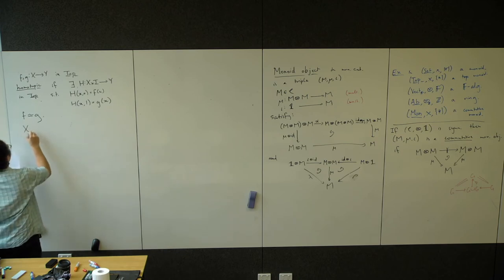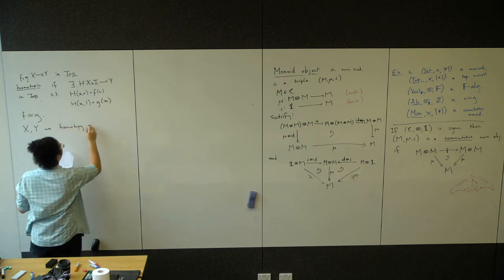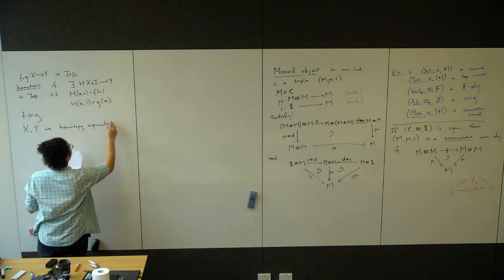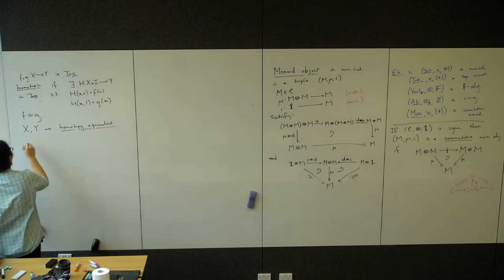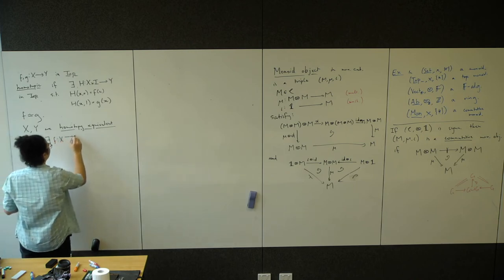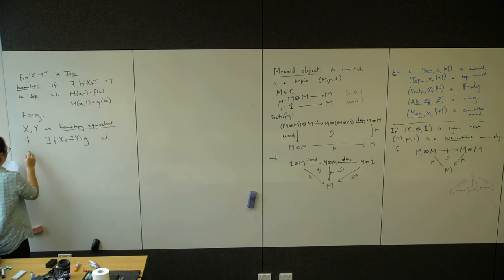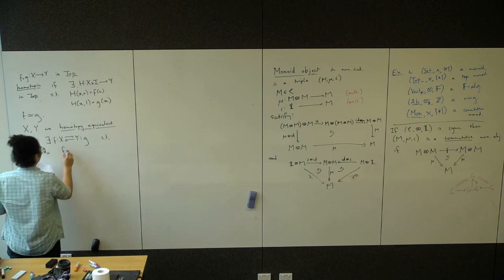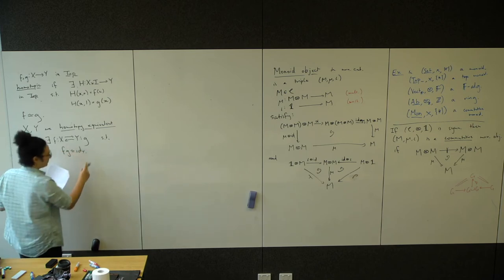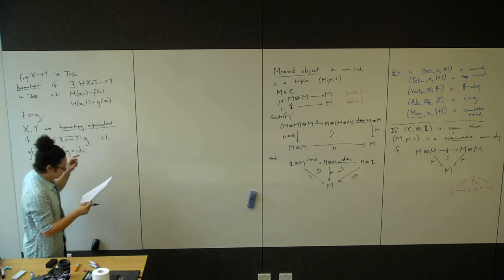We say that X and Y are homotopy equivalent if there exist maps F from X to Y and G from Y to X such that G composed with F is homotopic to the identity on X, and F composed with G is homotopic to the identity on Y. So it's a weaker version of homeomorphism. If we were asking for homeomorphism, we would ask for these to be equal, but I'm just asking for them to be equal up to homotopy.